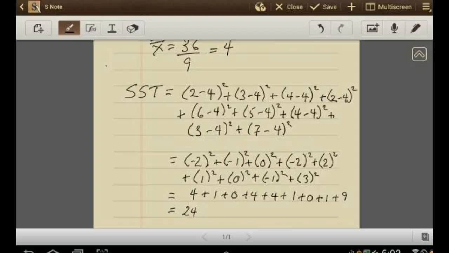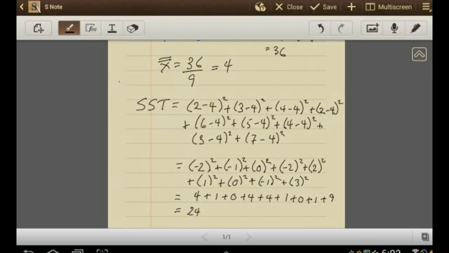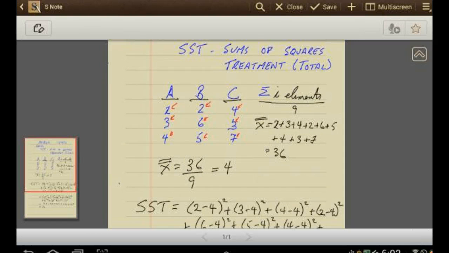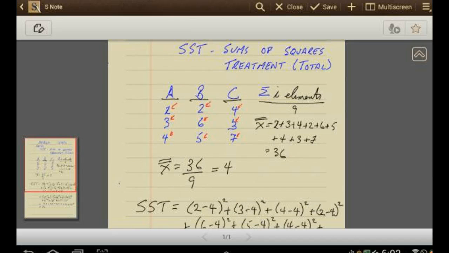So to recap, we start off looking for the sum of squares total, and here we see that we are given 3 sets of data, set A, B and C, and each set has 3 items in it. So A has 2, 3 and 4, B has 2, 6 and 5, C has 4, 3 and 7.